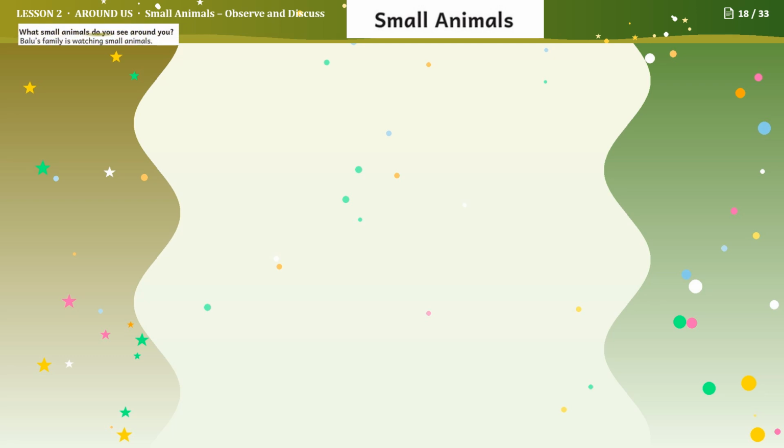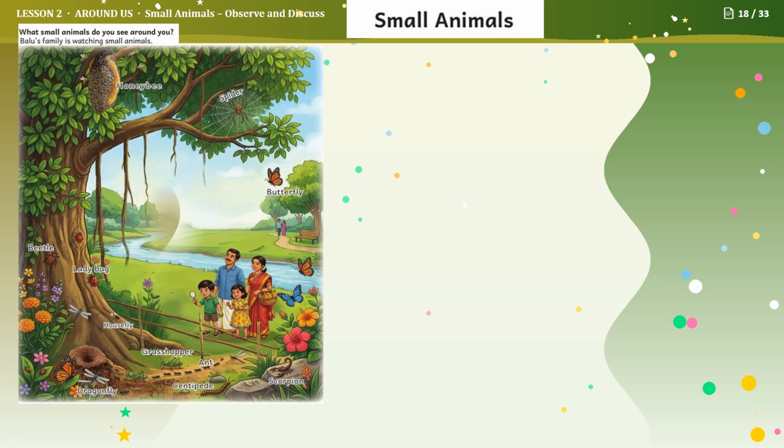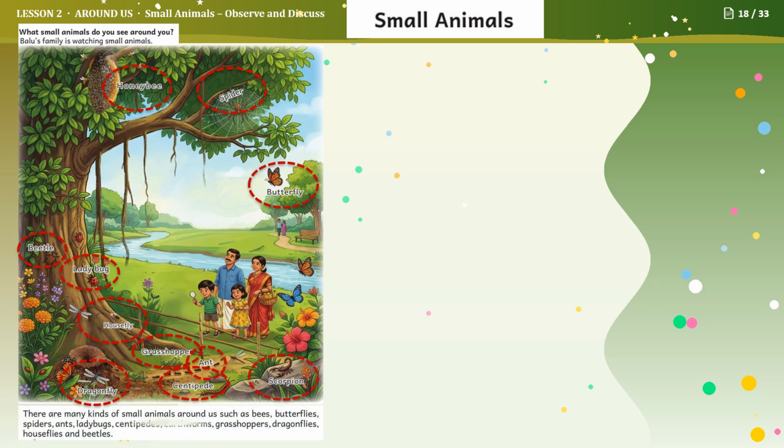We are going to discuss the small animals now. So here Balu's family is watching the small animals like honeybee, spider, butterfly, beetle, ladybug, housefly, grasshopper, ant, dragonfly, centipede, scorpion.